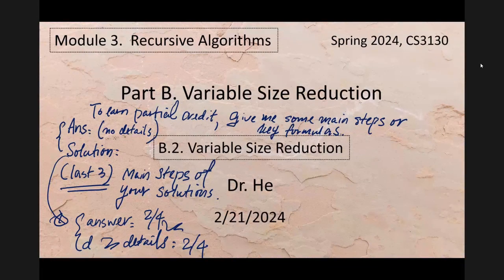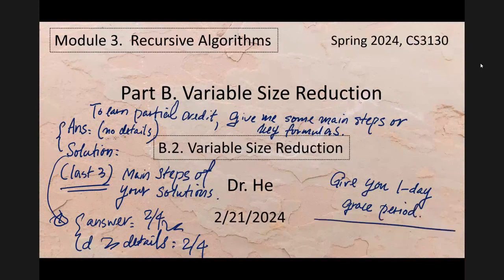Also another thing: for this assignment, I treat it as a relatively hard assignment for you. So I give you a 1 day grace period after the deadline, without penalty. After that, there is a penalty. Each day is a 4 points penalty.